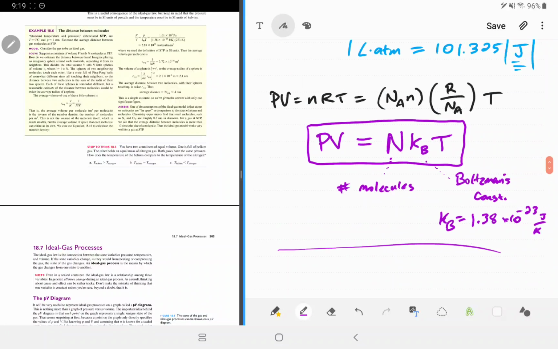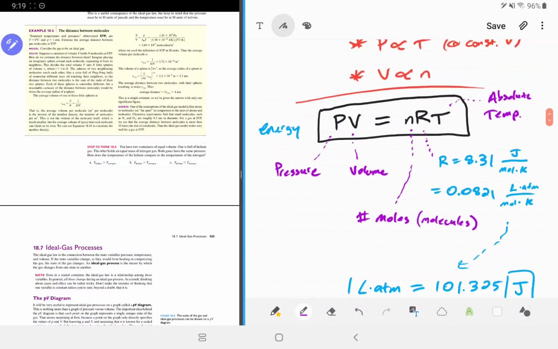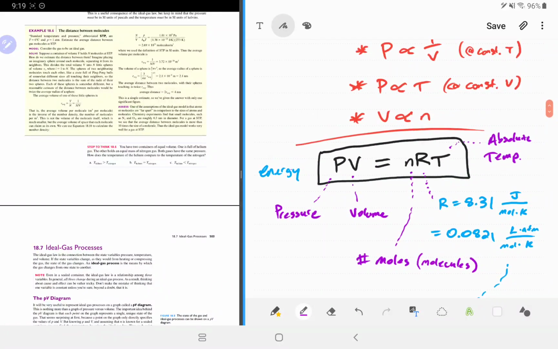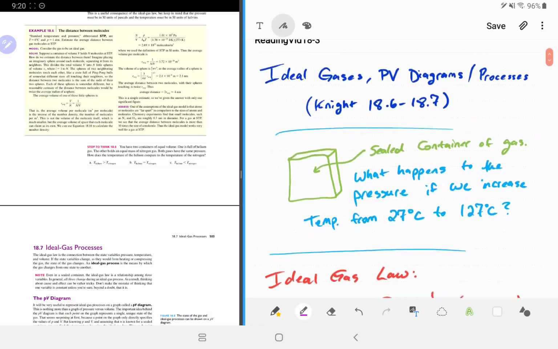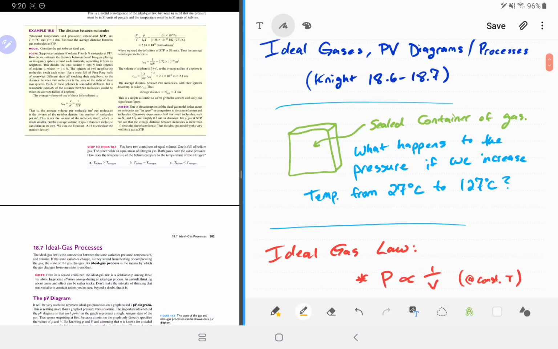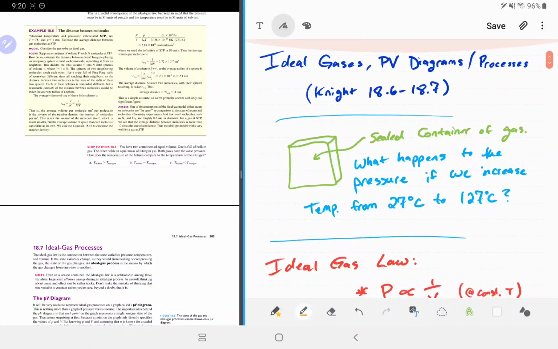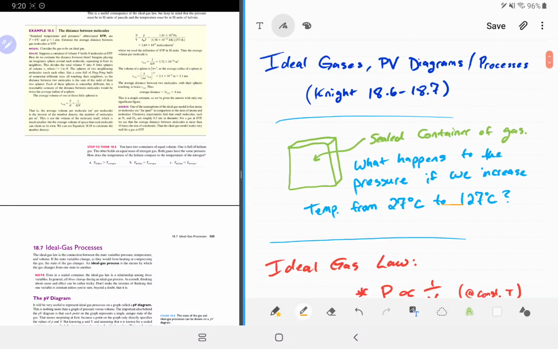Okay, so a lot of times problems involving the ideal gas law just say, pretend you're holding one thing constant, change another thing, what happens in response. So there's a lot of ratio style problems. So this is one of them. What happens to the pressure if we increase temperature from 27 degrees C to 127 degrees C? First of all, I want to point out that this could be considered a trick question because these temperatures are not in absolute temperatures.